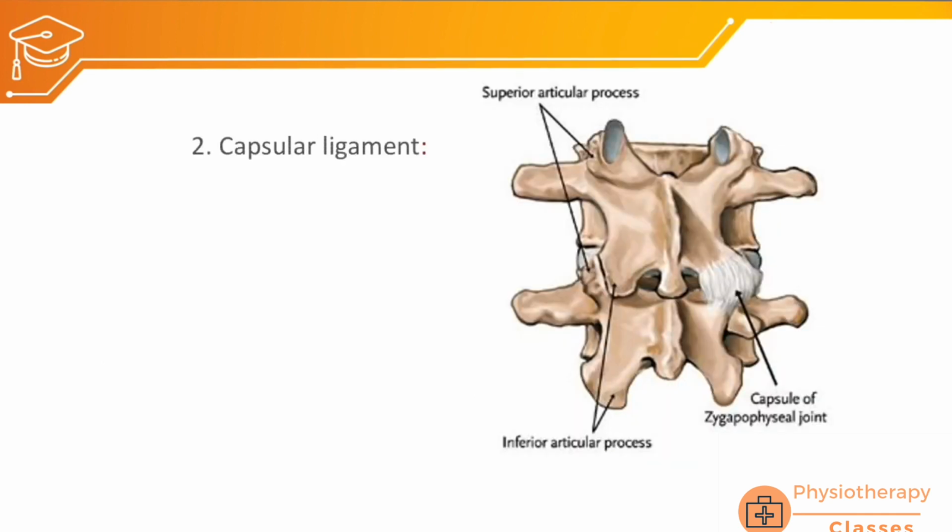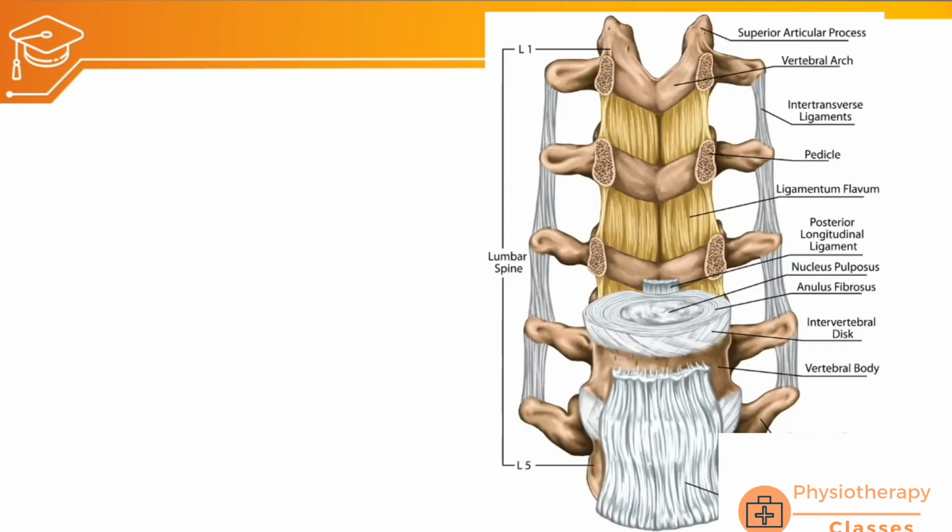Next ligament that prevents flexion is the capsular ligament which covers the epiphyseal joint. It prevents rotation, side flexion as well as flexion of the vertebral spine. Next structure which prevents flexion is the well developed ligamentum flavum, which is between the lamina of the superior vertebra and the inferior vertebra. So this prevents flexion as well as side flexion.